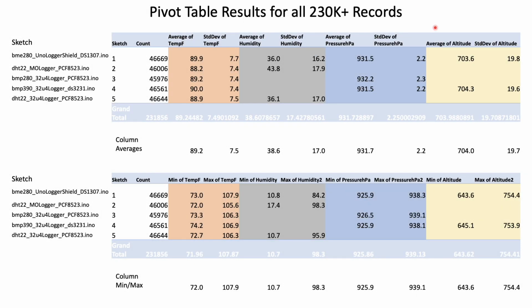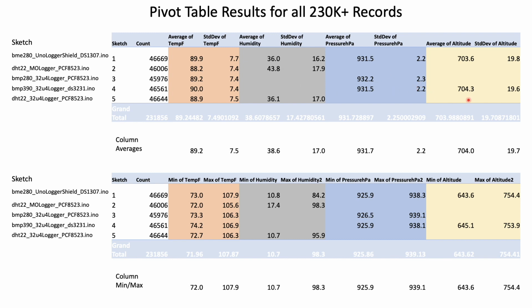So here are the pivot table results for all 230,000 records collected by all 5 data loggers. Basically, you can see here very quickly what each one of the sensors, for instance BME280, DHT22, BMP280, collected by looking at the data that's actually recorded for each row. In the case of, say, this BMP280, there's no data for average and standard deviation of humidity because that's not a parameter that's collected by that particular sensor. So that explains the gaps in the data that you might see in this table.